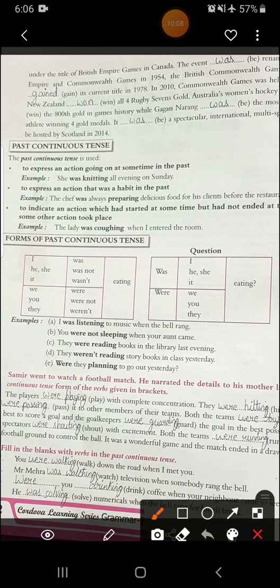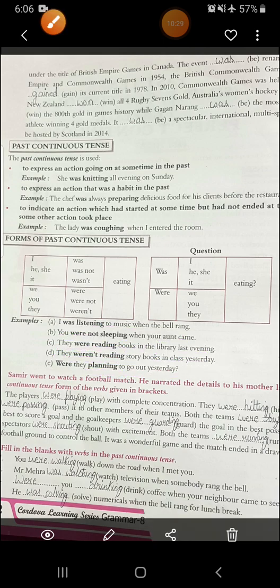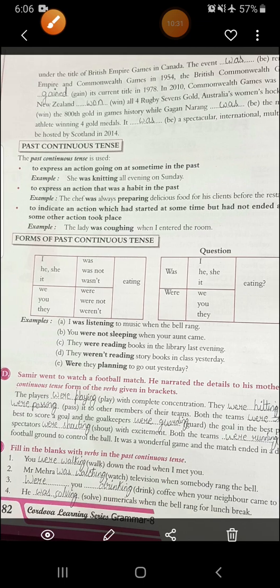Now see some examples. I was listening to music when the bell rang. You were not sleeping when your aunt came. They were reading books in the library last evening. They weren't reading storybooks in class yesterday. Were they planning to go out yesterday? So these are the forms by which you write past continuous tense. See, it's very simple. You just need to see the subject. If it is singular, use was plus verb ing. If the subject is plural, use were, verb ing form.